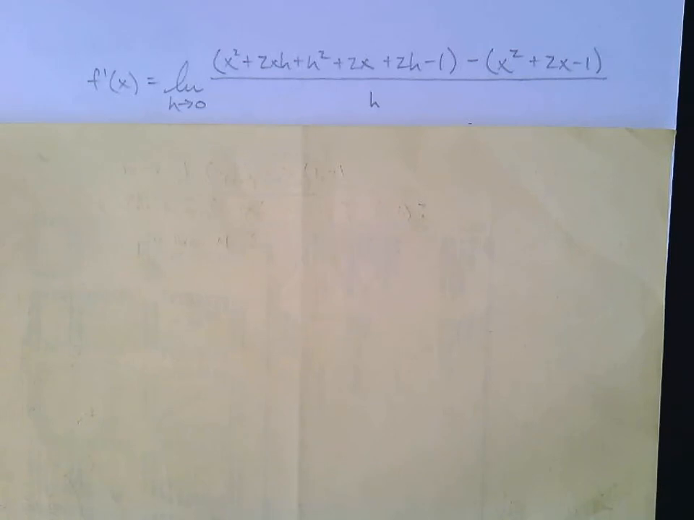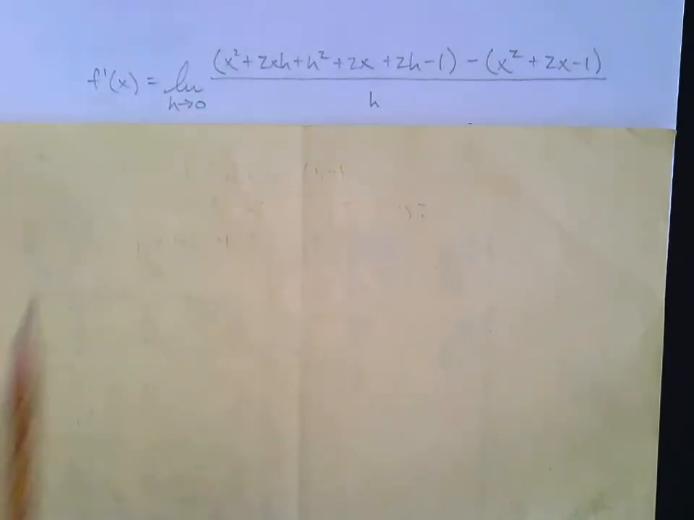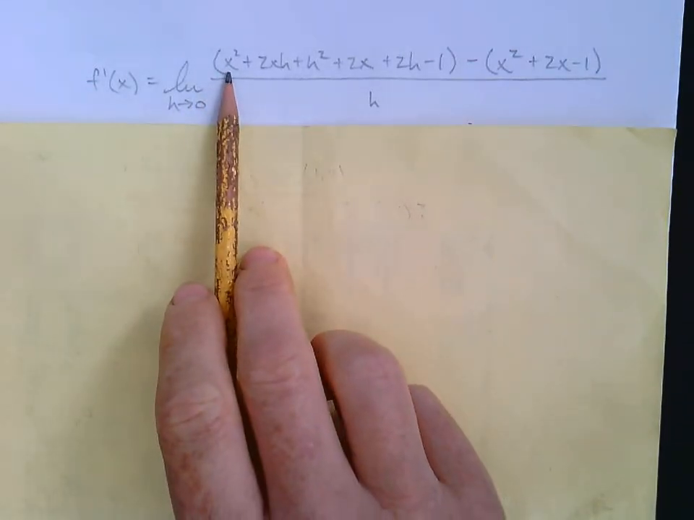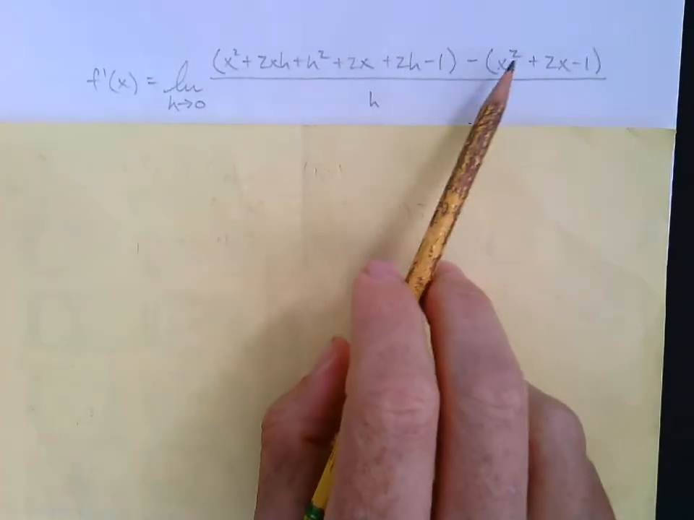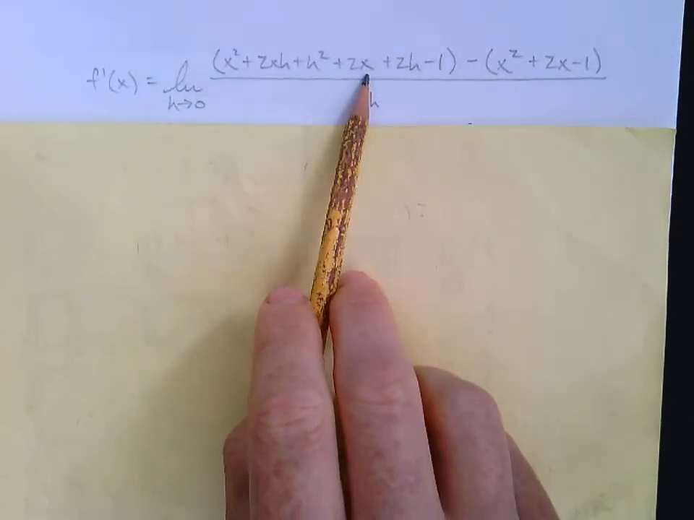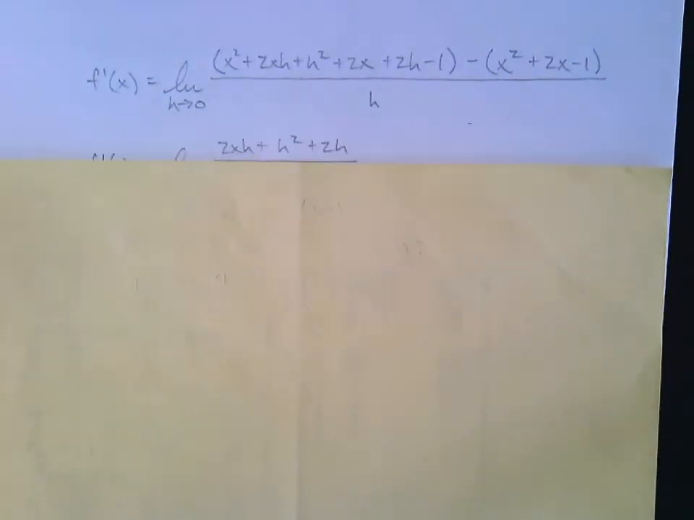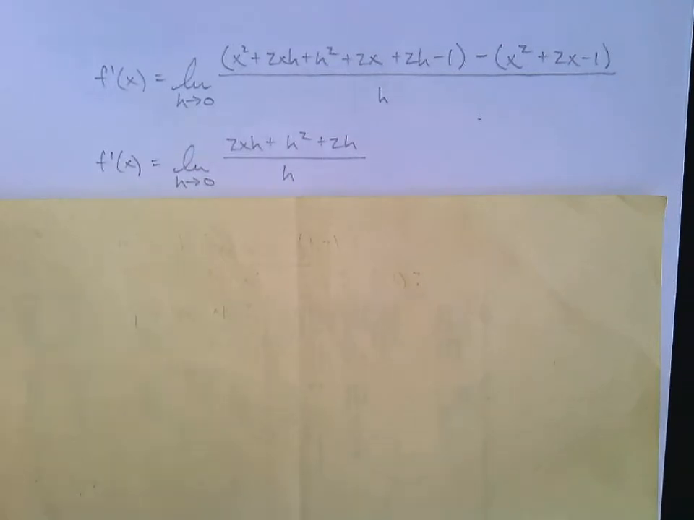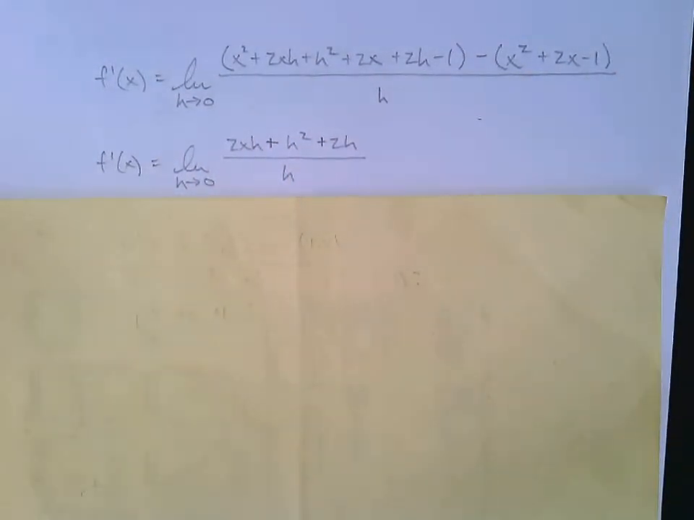Once we have the difference quotient set up, we're going to simplify, and you notice lots of nice things cancel. It's always the case with the difference quotient, you get some great cancellation. Okay, x squared cancels. 2x minus 2x, negative 1 minus negative 1, that all goes away. And we are brought to this. So we're just simplifying in there. Very nice.